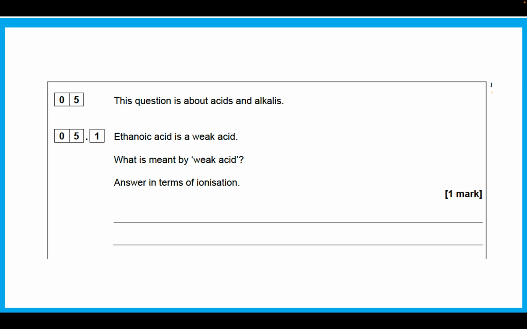Question 5. This question is about acids and alkalis. Subquestion 5.1. Ethanoic acid is a weak acid. What is meant by weak acid? Answer in terms of ionization. 1 mark. Thus, the question here refers to the definition of a weak acid in terms of ionization.